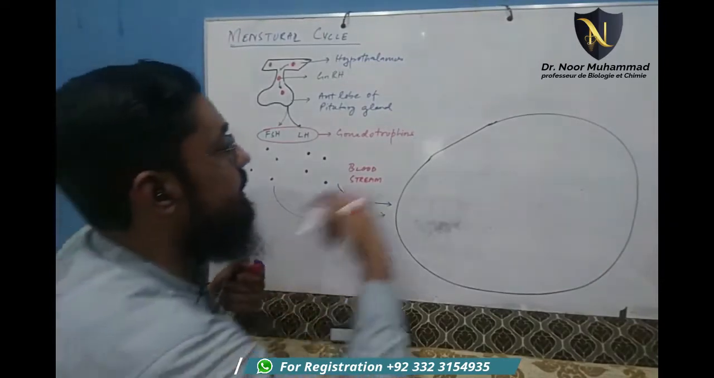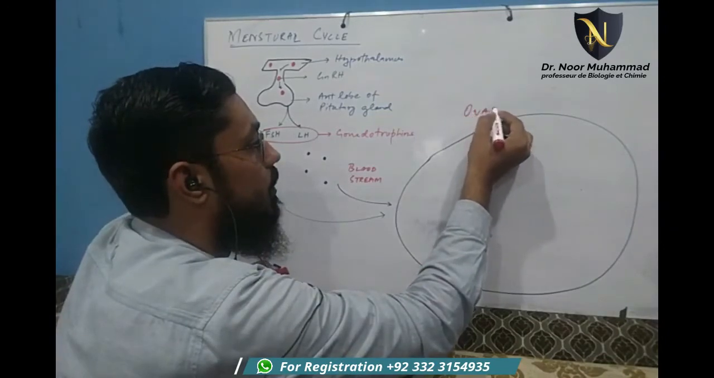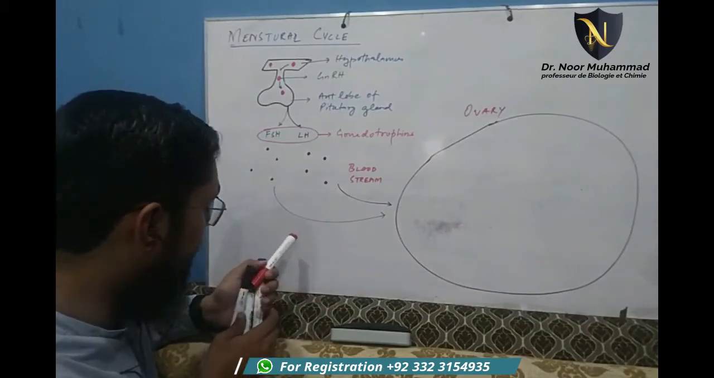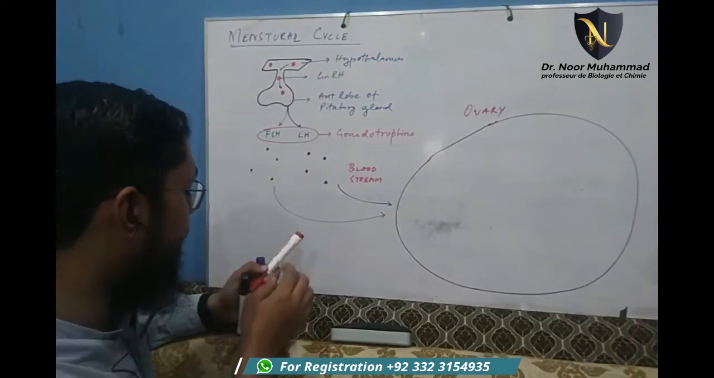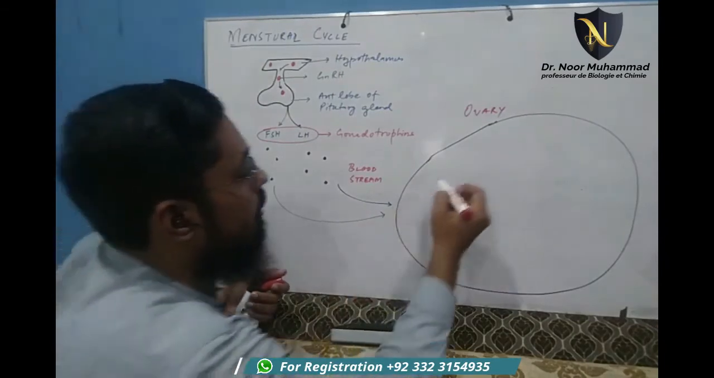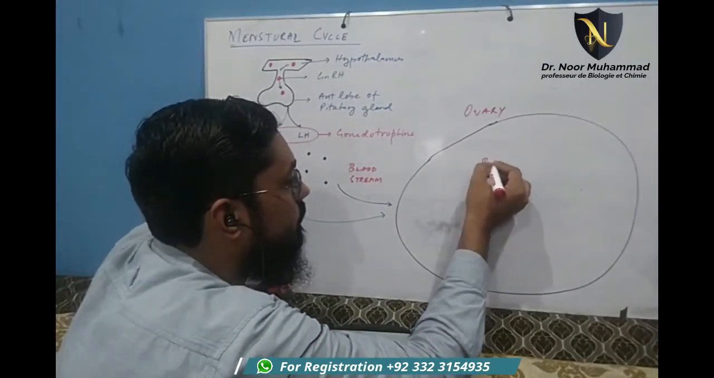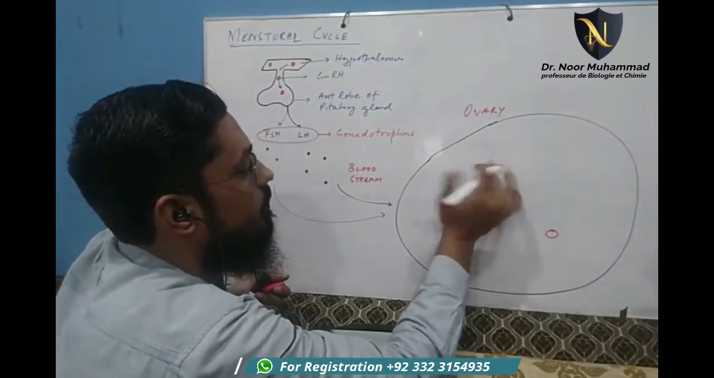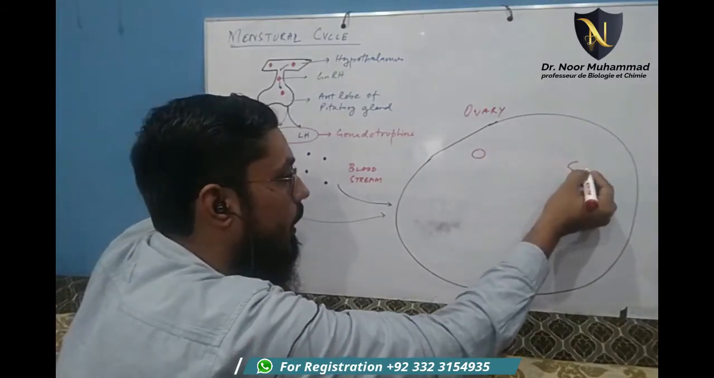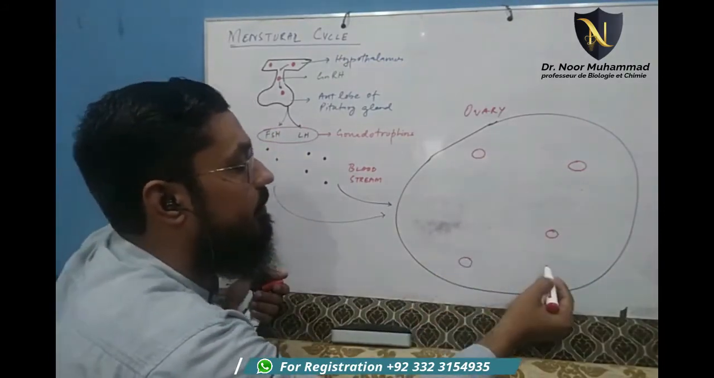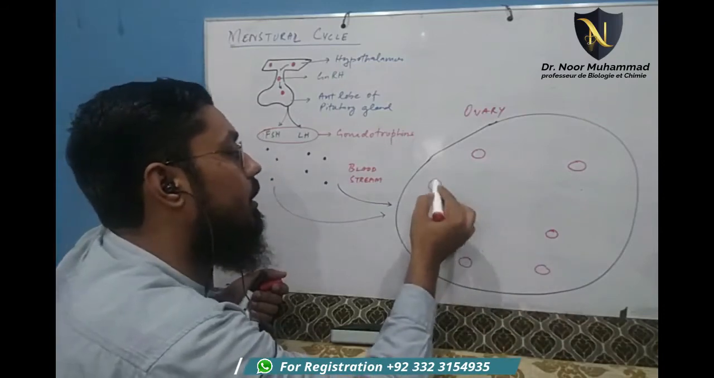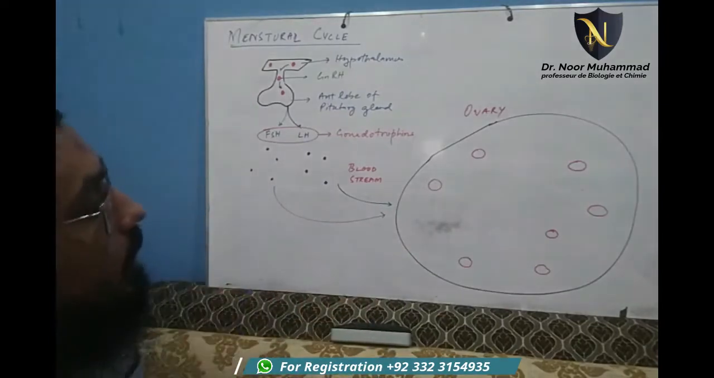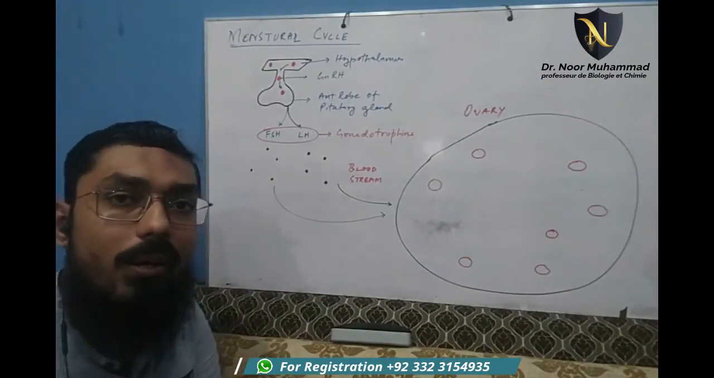Okay, I'm just trying to make things clear. Okay, this is ovary, and you should know from your O levels that ovary consists of a lot of structures like this, and these structures are called oocytes.